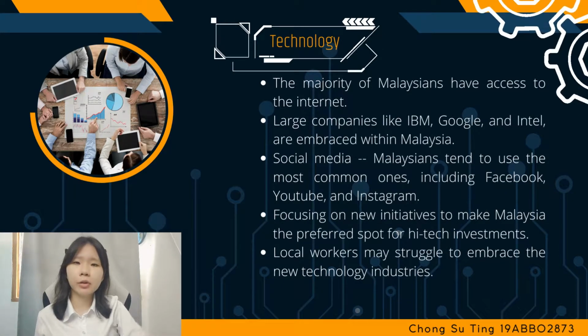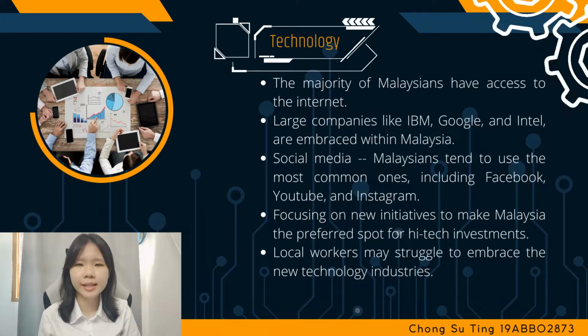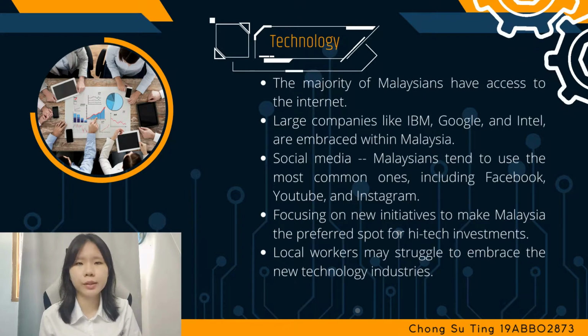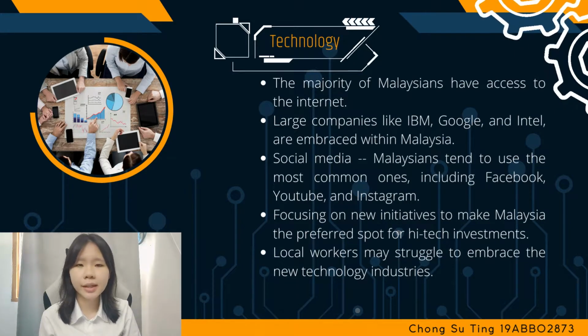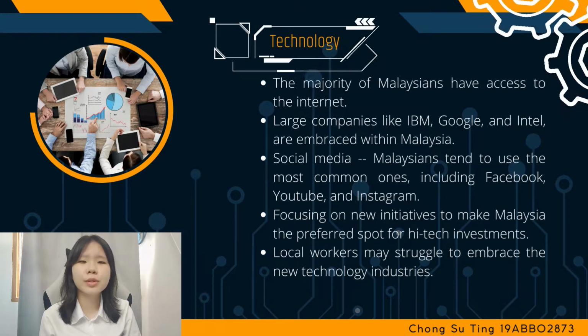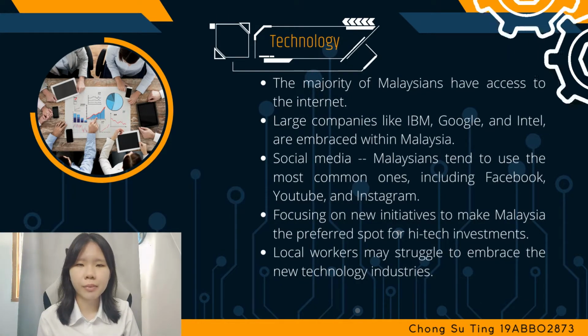Lastly, on the technology side, the majority of Malaysians have access to the internet, although it is mostly via the mobile network. Because of the location, large companies like IBM, Google, and Intel are embraced within Malaysia. As for social media, Malaysians tend to use the most common ones, which include Facebook, YouTube, and Instagram.